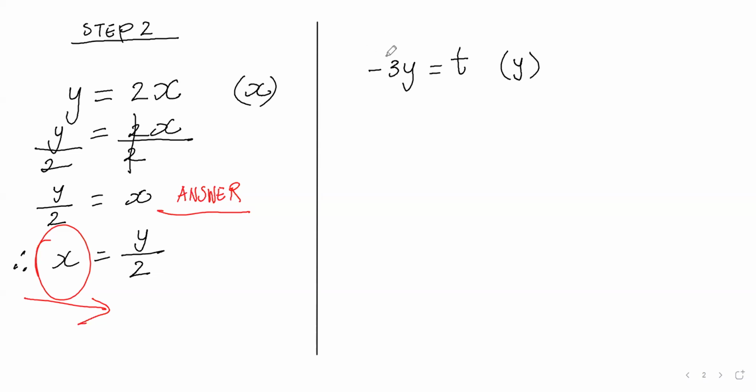So let's see. Now this is -3 multiplied by y. Okay, keep that in mind. It's -3 multiplied by y. That's what it means. All right, equals t. Good. So let's try the question now.